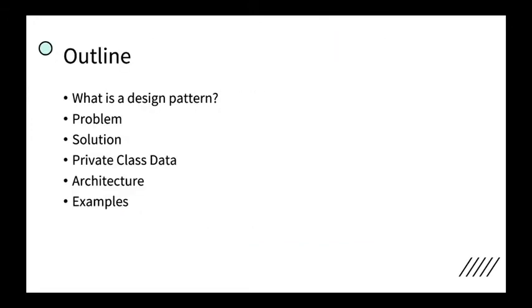So first let's start by going through the outline of our presentation. First we will present the definition of a design pattern, then we will state some problems and suggest solutions pertaining to our design pattern. And then we will present a proper definition for the private class data, and then we'll explore its architecture and see some implementation examples.